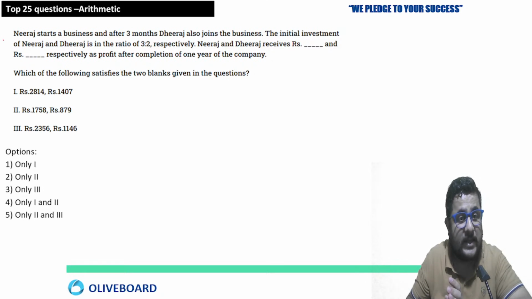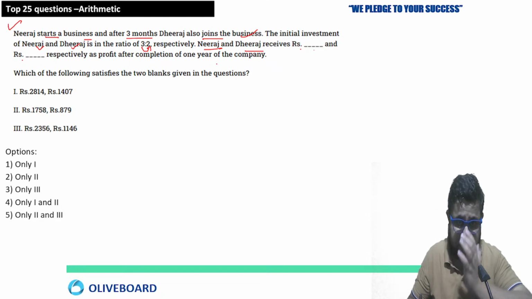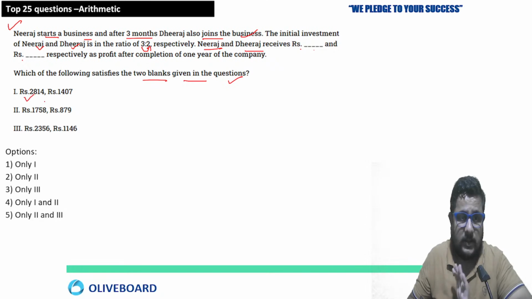Neeraj starts a business. So the first question is: Neeraj starts a business and after 3 months, Dheeraj also joins the business. The initial investment of Neeraj and Dheeraj is in the ratio of 3:2 respectively. Neeraj and Dheeraj receive rupees blank and rupees blank respectively as profit after completion of 1 year of the company. Which of the following satisfies the two blanks given in the question? First, 2814 rupees and 1407, then there is a second value, third value.